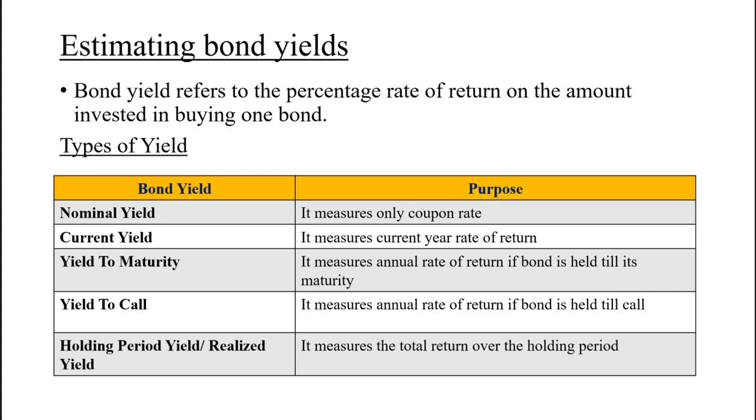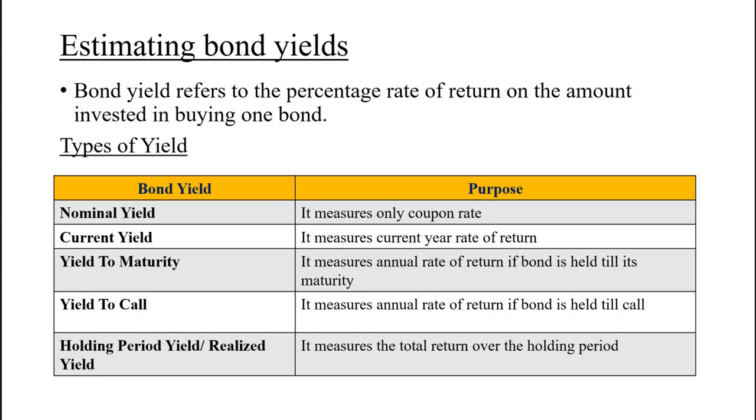For example, there is a bond of rupees 1000. We purchased it by paying 1000 rupees. On that, periodically we are getting 8% of return. That percentage of return is known as yield. There are different types of yield in the calculation of bond, which we will see one by one.